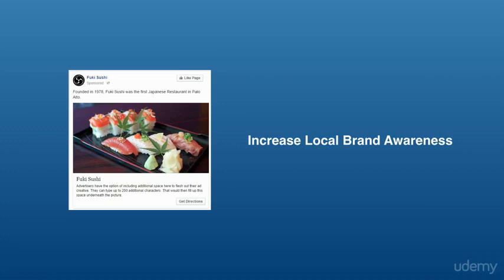It's the reason you would provide to a friend to go with you to a local store, to a local business. So let's take a look at this ad here because it's a great example. So the local business is called Fuki Sushi, right? And the ad tells, founded in 1978, Fuki Sushi was the first Japanese restaurant in Palo Alto. So what's special about this? Well, it's the first Japanese restaurant in Palo Alto.